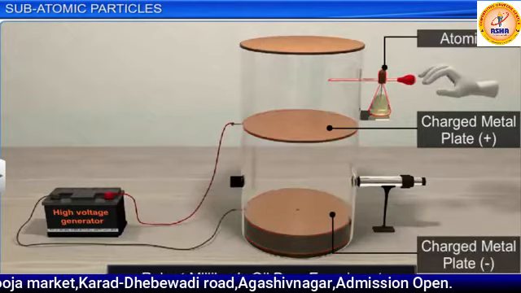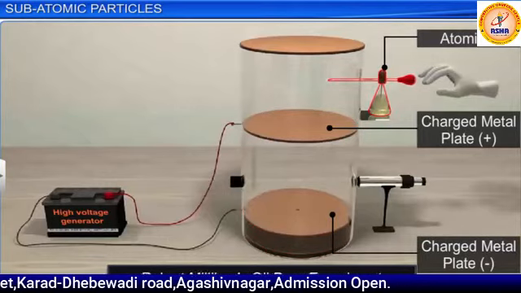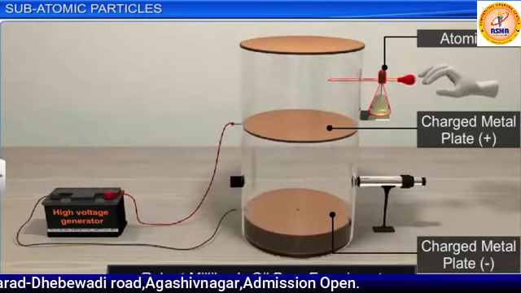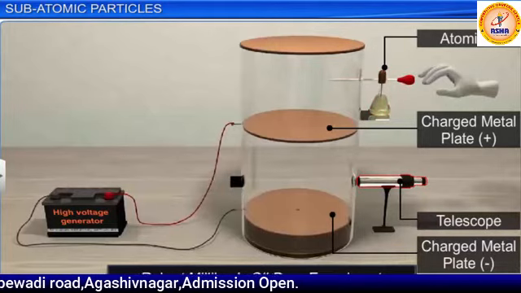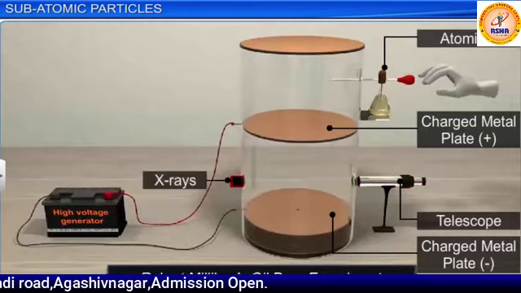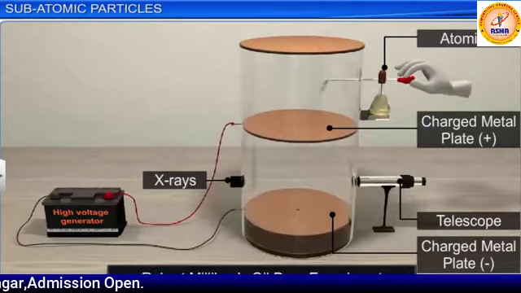An atomizer to spray oil into the condenser through a hole in the upper metal plate. A telescope to view the movement of oil droplets. And a source of X-ray to ionize the air inside the electrical condenser. Using the atomizer, Millikan sprayed oil droplets into the electrical condenser.